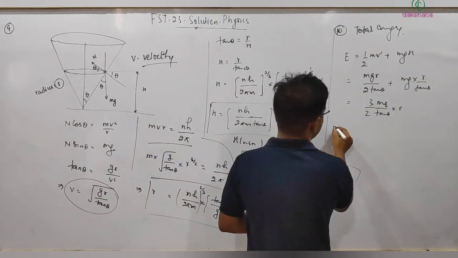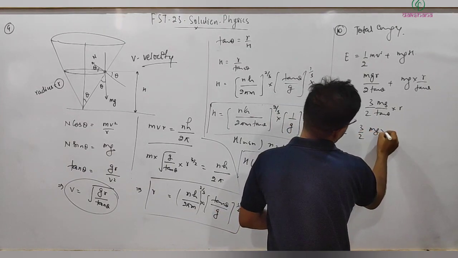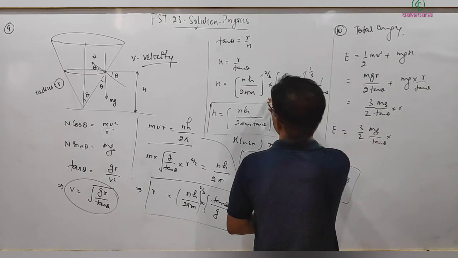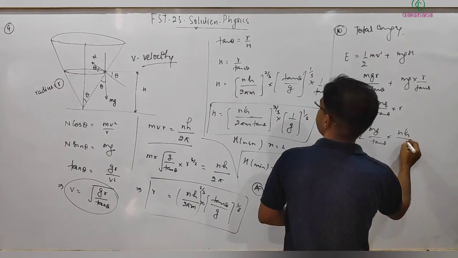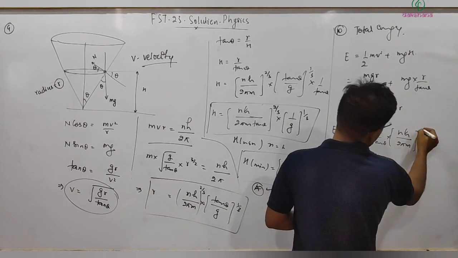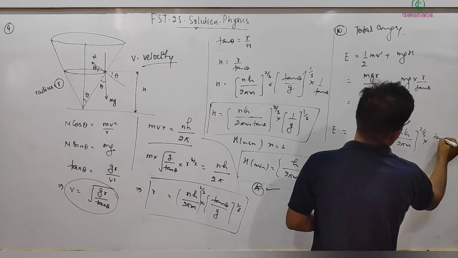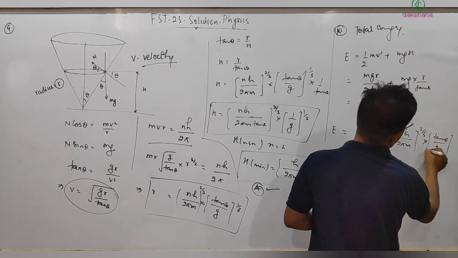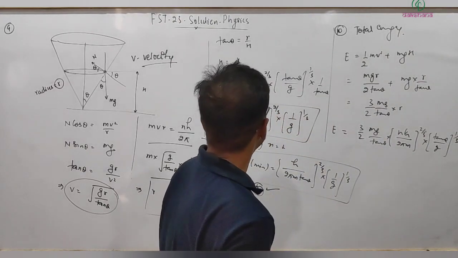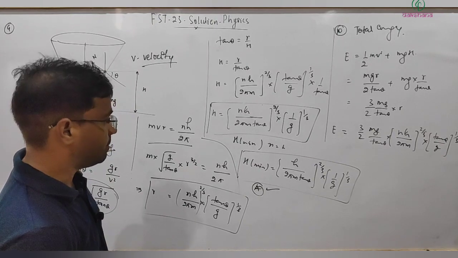So this total energy is coming out to be 3 by 2 mg by tan theta into nh divided by 2 pi m, to the power 2 by 3, into tan theta divided by g, to the power 1 by 3. That's okay.